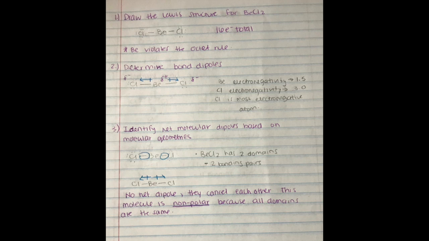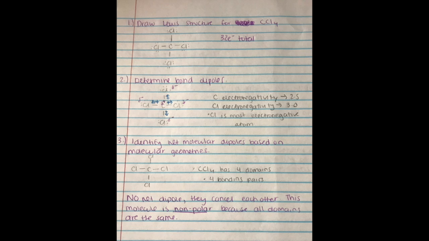After drawing the Lewis structure for BeCl2, we can see that the chlorine is the most electronegative atom and will have the partial negative charges, and Be will have the partial positive charges. We can also see that all domains are the same here, so the molecule is nonpolar. The same goes for CCl4. After drawing the Lewis structure for CCl4, we can see that chlorine is the most electronegative atom and will have the partial negative charges, and carbon will have the partial positive charge. We can also see that all domains are the same here, so the molecule is nonpolar once again.